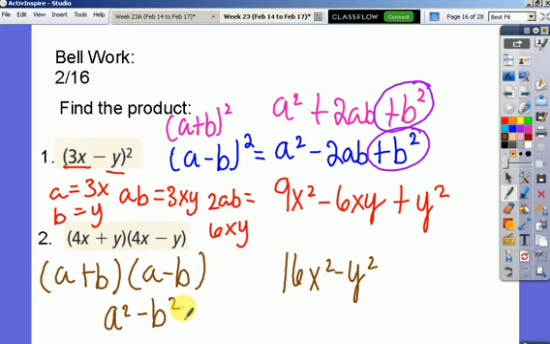Do you have any questions on those two special products from yesterday? Again, I think the hardest thing is to remember what happens in the middle with this, and also that the b squareds are always positive up here.